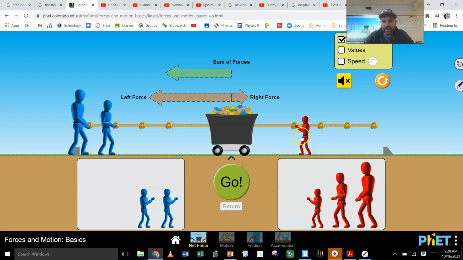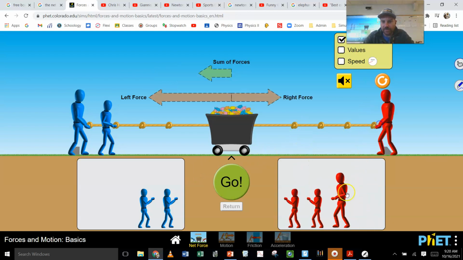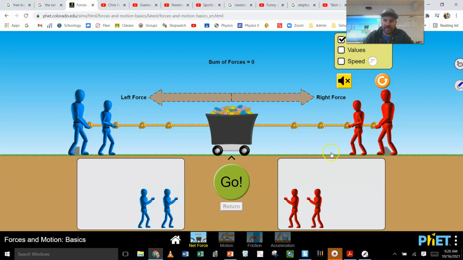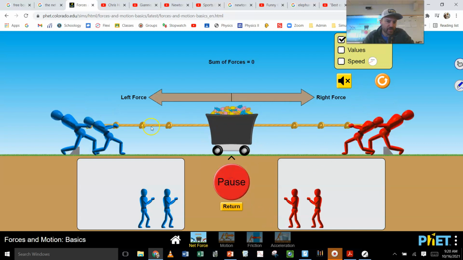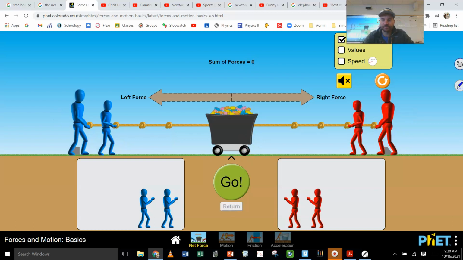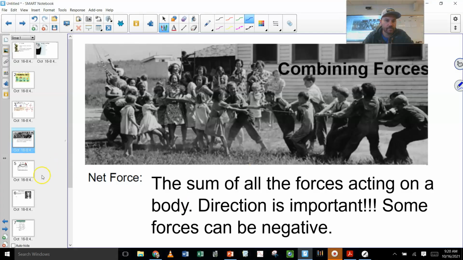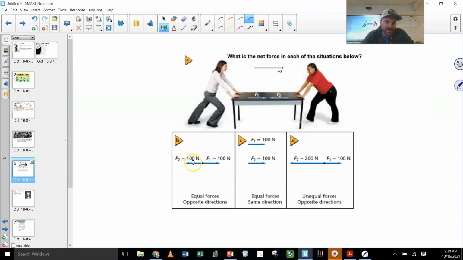If I go back here and I set this up so I have equal people here, and then I run this, these people are pulling against each other and you have no motion, right? The net force equals 0 in this case. Here's an example. The net force on this would be 0. The net force on this would be 200 newtons to the right. And the net force in this case would be 100 newtons to the left.